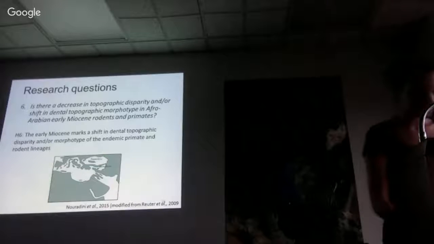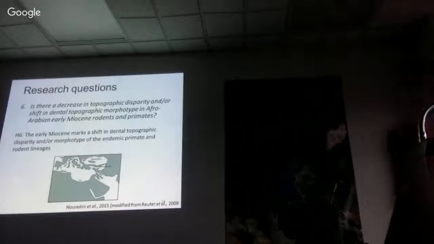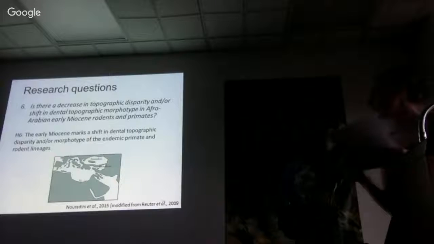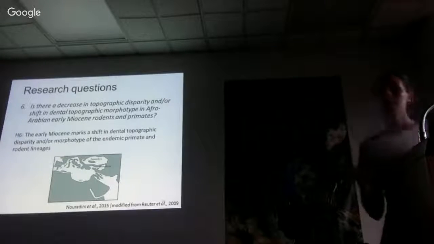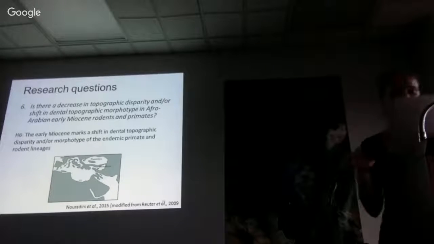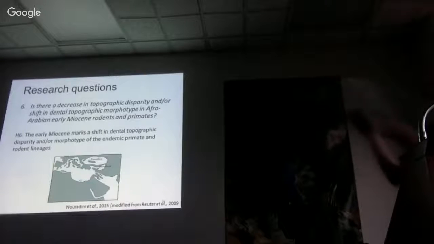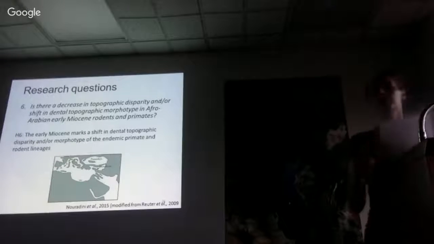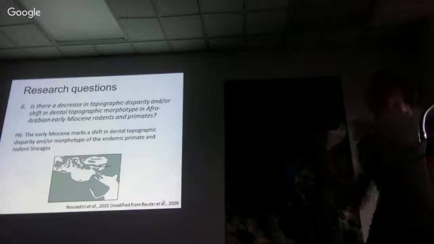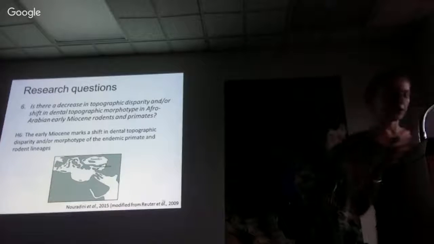Okay, so lastly, question 6. Is there a decrease in topographic disparity and/or shift in dental topographic morphotype in the Afro-Arabian early Miocene rodents and primates? The early Miocene is when temporary land bridges are formed between Afro-Arabia and Eurasia. And this is the time when we see another wave of immigrants from Eurasia in the form of some squirrel ancestors and some other rodent ancestors of the common mice and rats. They appear in the early Miocene. So some sea level fluctuations allowed for land bridges between these two land masses.